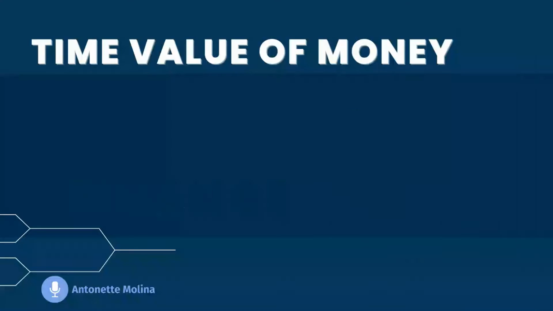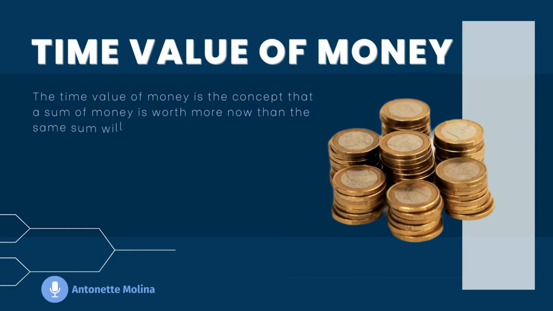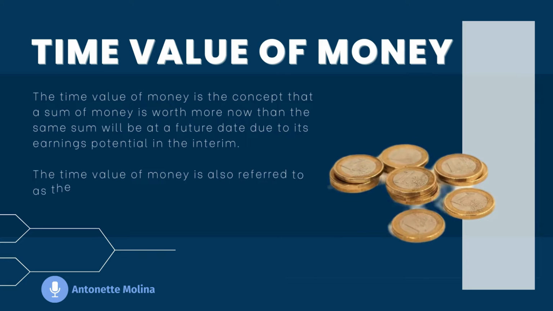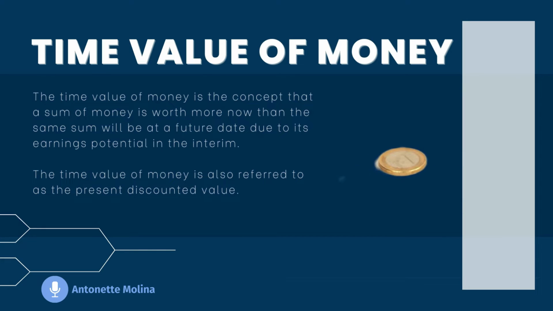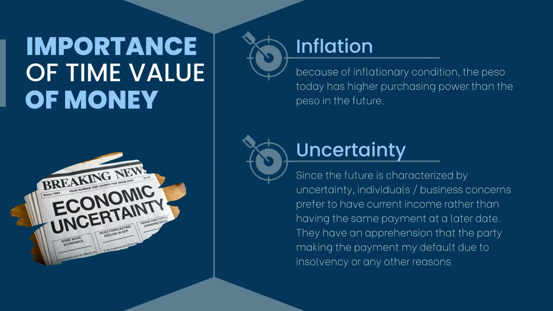So let's start with the time value of money. Time value of money is a concept that money available at the present time is worth more than the amount in the future due to its potential earning capacity. The time value of money is also referred to as the present discounted value, and it allows comparison of cash flows from different periods.